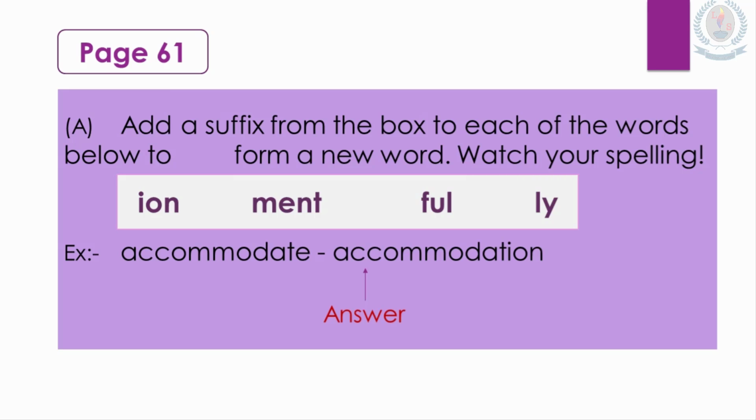As an example, first word, accommodate. The word accommodate ends with silent E. The suitable suffix is ION and it begins with a vowel. So, what do you need to do to get the correct word? You need to drop letter E and then add the suffix ION. Then the answer is accommodation.